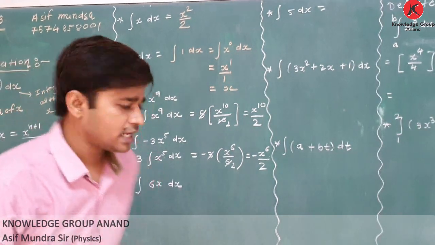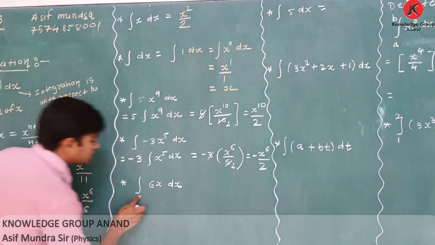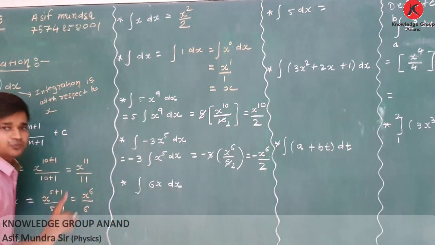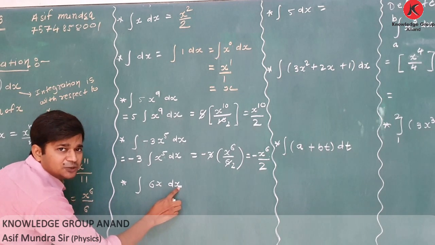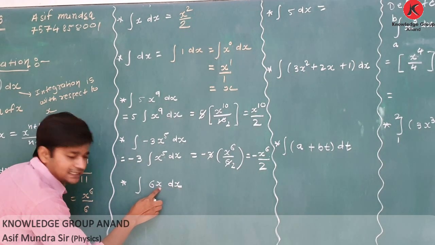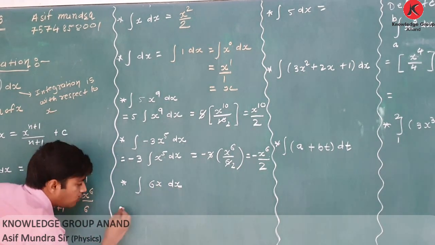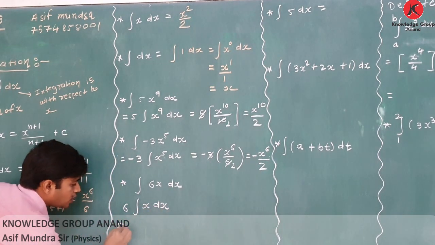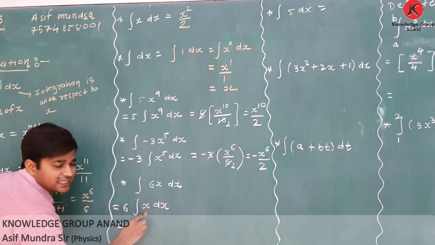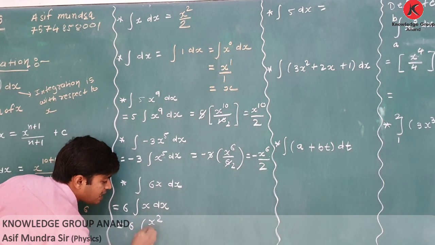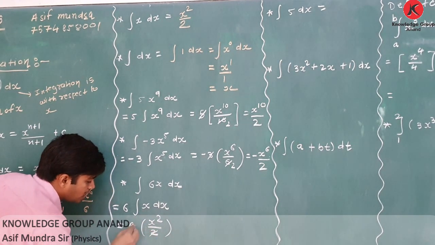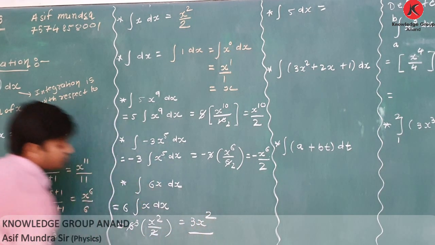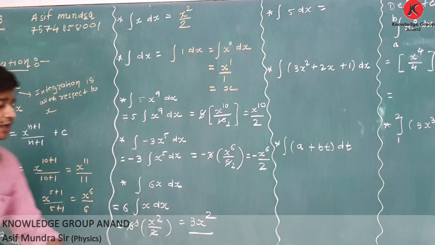Clear? Okay, next one. Integration 6x dx. Again, integration is with respect to x. It is x and its coefficient is 6. Take it out of integration: 6 integration x dx. What is integration of x? x square by 2. So it is 2, here it is 3. So your answer is 3x square.